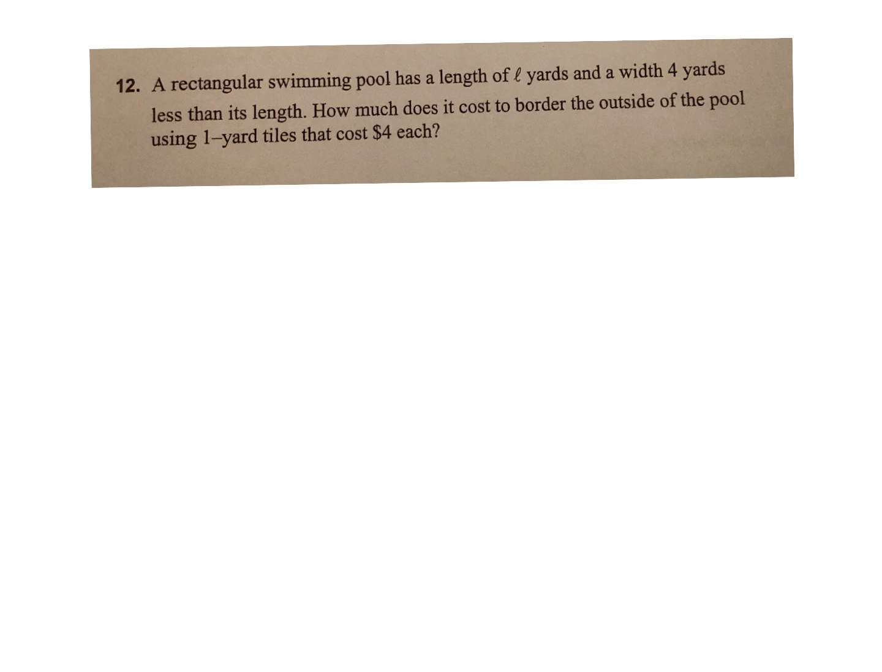All right, this is the one you've all been waiting for. This is the one that's kind of tricky. I want to teach you a method that I want you to stick with in terms of getting a problem like this, okay? It says a rectangular swimming pool has a length of L and a width of 4 less than L. How much does it cost to border the outside of the pool using 1-yard tiles that cost $4 each? So let's find the perimeter. Okay.